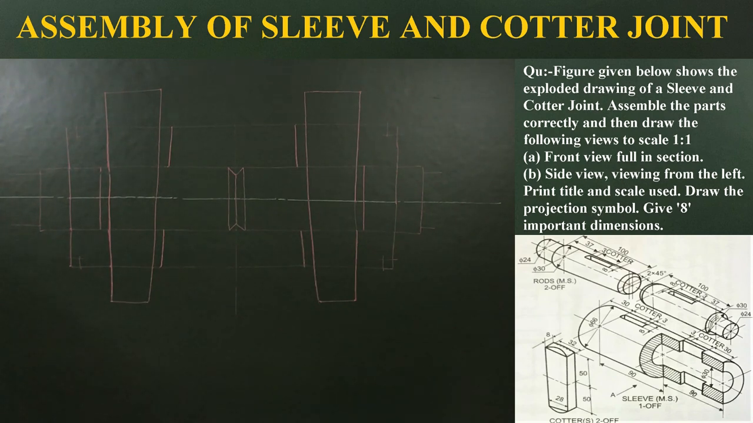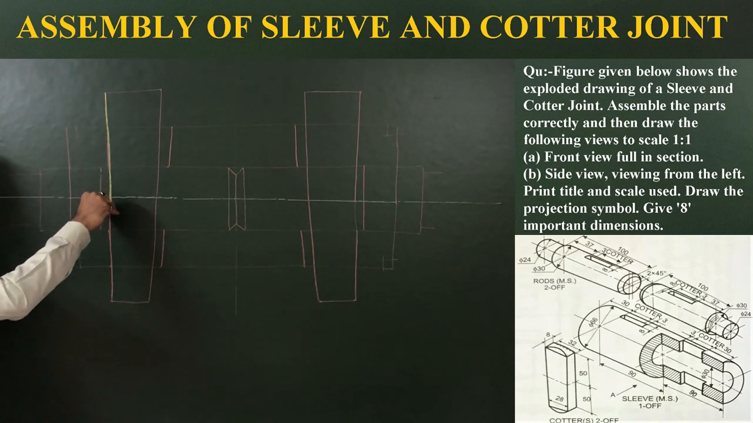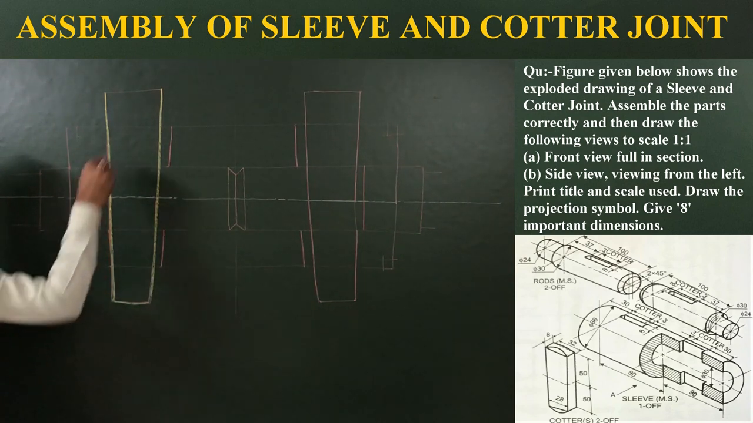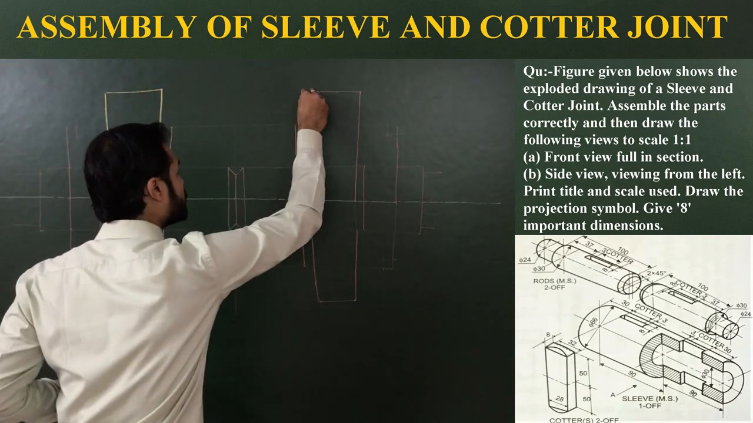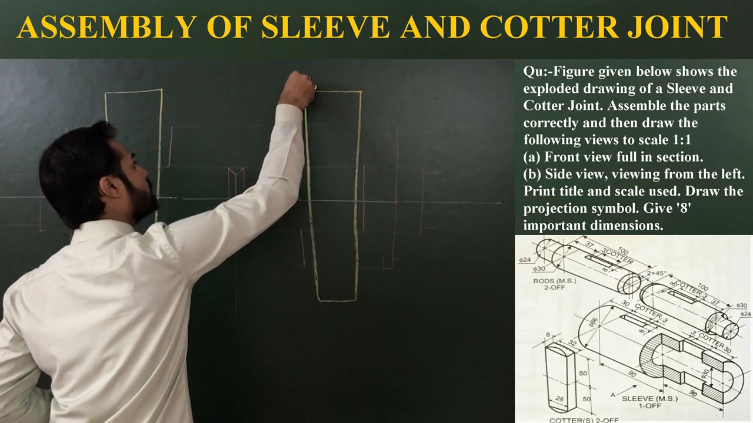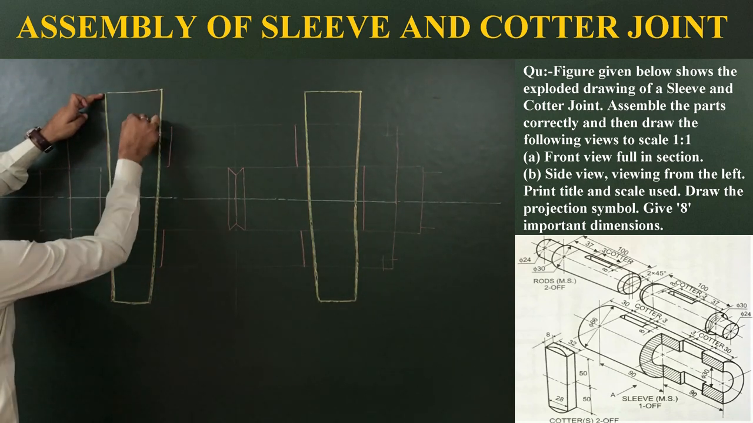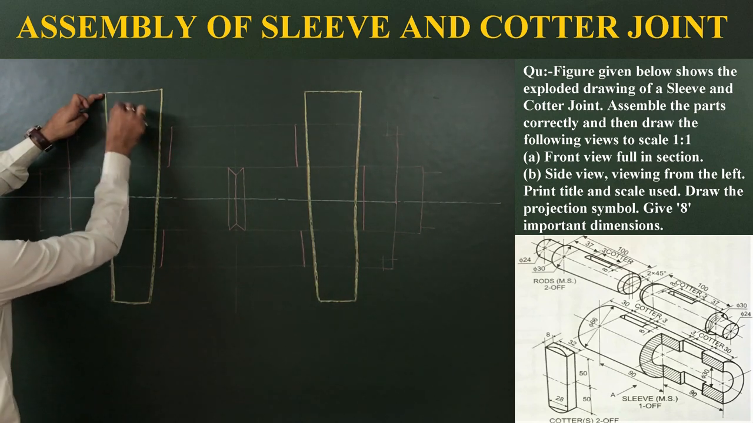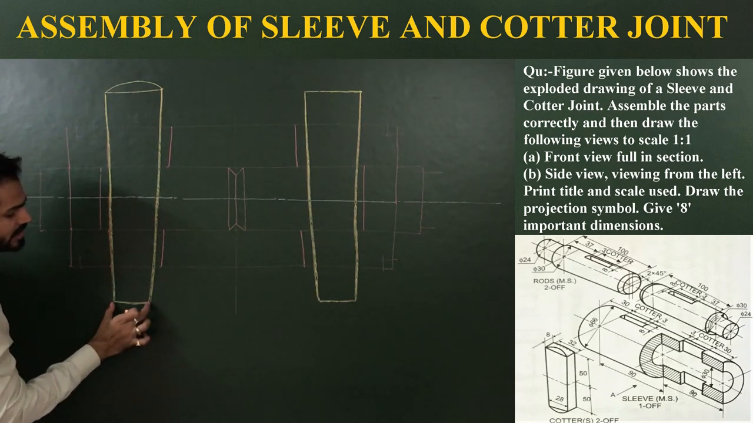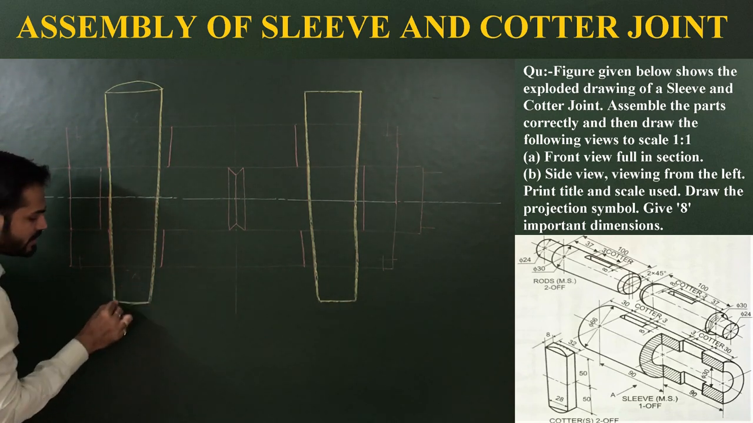Now for the front view full in section, we know that we have to show parts of the cotter fully visible throughout its height or length. So first of all, show the outlines of the cotter, then the upper and lower curved ends. This is the radius, this point as center, first arc, this point as center, second arc, get the center, and this point as center, this much as radius. Upper curved part, similarly for the lower part, this much as radius, this point as center, first arc, then this as center, second arc, this is your center, from this center, this much as radius.